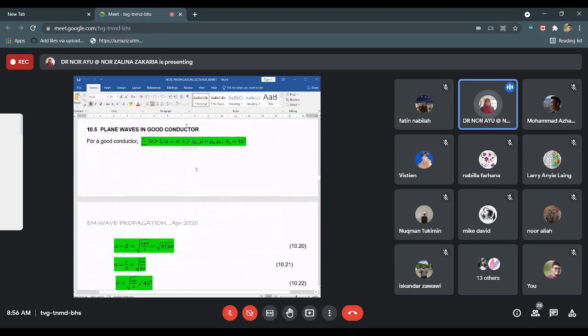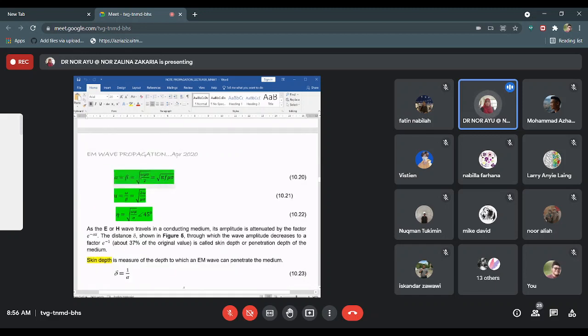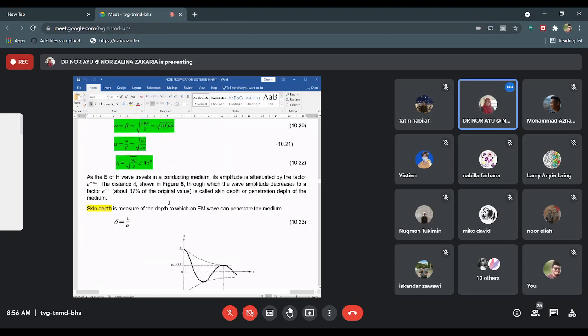So again, for a good conductor, the loss tangent will be larger than 1. Okay, and then these are all the values. Alright, and these are all the parameters that you need to use when you have this good conductor medium.